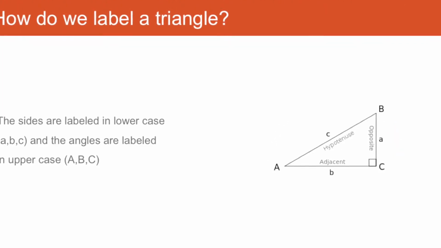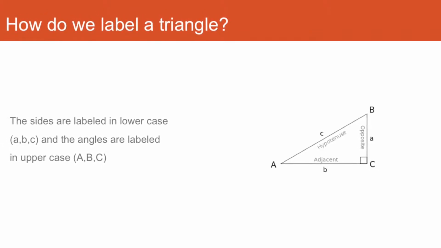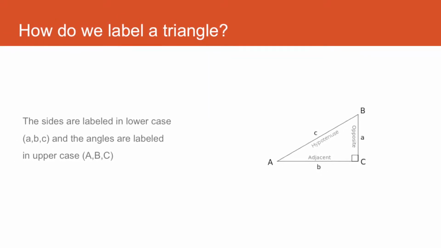How do we label a triangle? Well, the sides are labeled in lowercase a, b, c, and angles are labeled in uppercase A, B, and C.